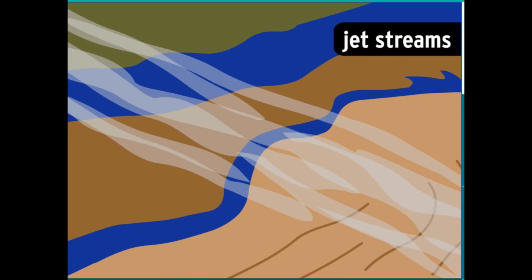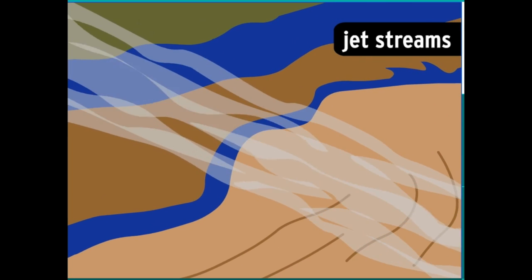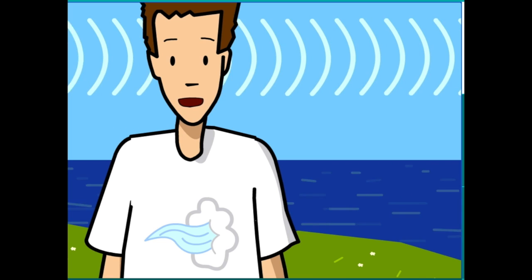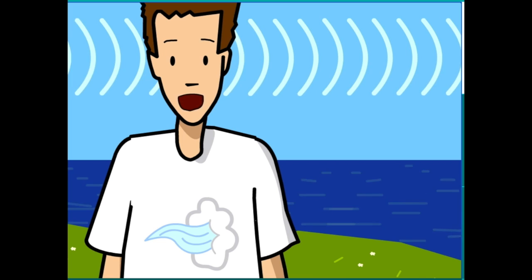Jet streams are strong winds that blow about 10 kilometers above ground. They blow in circles with one jet stream over each hemisphere, and they blow fast, up to 200 kilometers per hour. Jet streams can move big chunks of air and really affect weather.